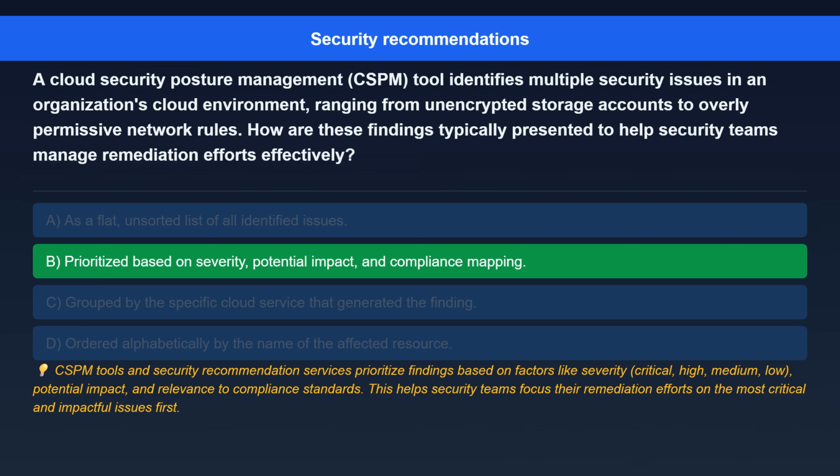The correct answer is prioritized based on severity, potential impact, and compliance mapping. Here's the explanation. CSPM tools and security recommendation services prioritize findings based on factors like severity (critical, high, medium, low), potential impact, and relevance to compliance standards. This helps security teams focus their remediation efforts on the most critical and impactful issues first.